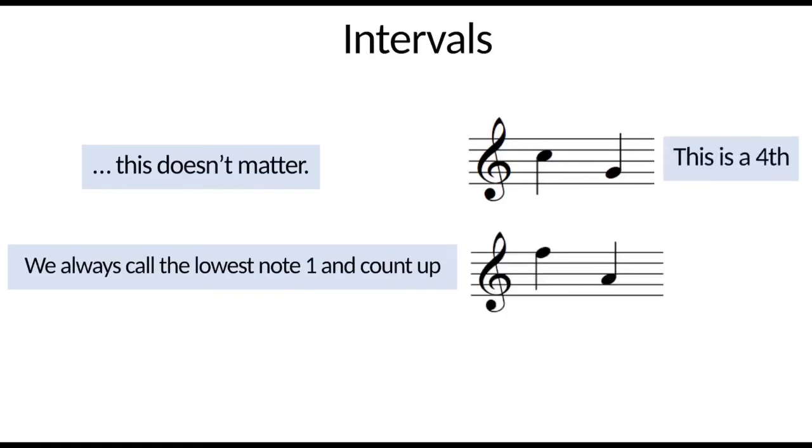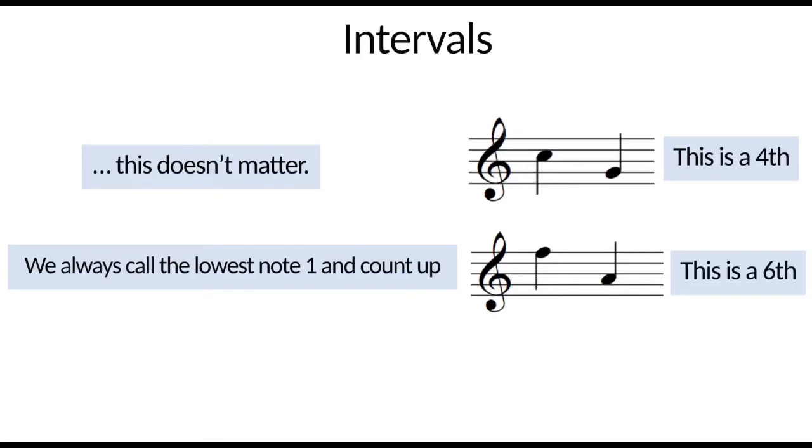Again, if we look at this example, we see that the lowest note is here, and this is an A. And the other note here, it's higher up, that's an F. So we're going to call the lowest note here number 1. So A's 1, B's 2, C's 3, D's 4, E's 5, F. That's the one we're after. F is number 6. So that is a sixth.